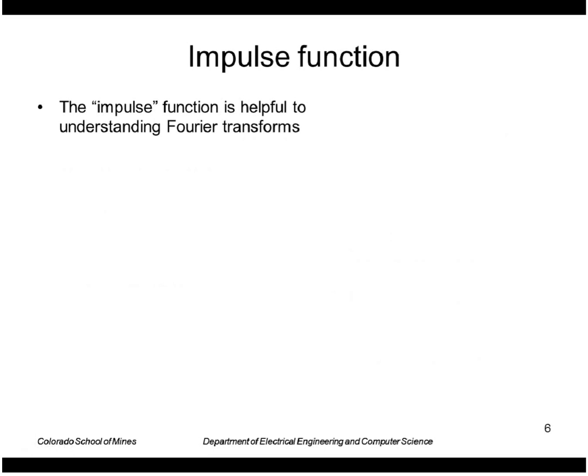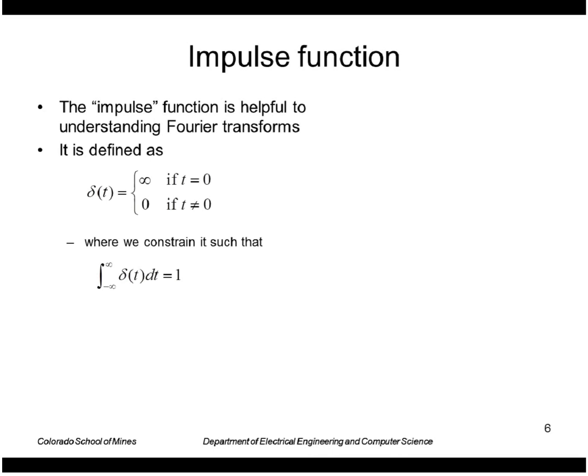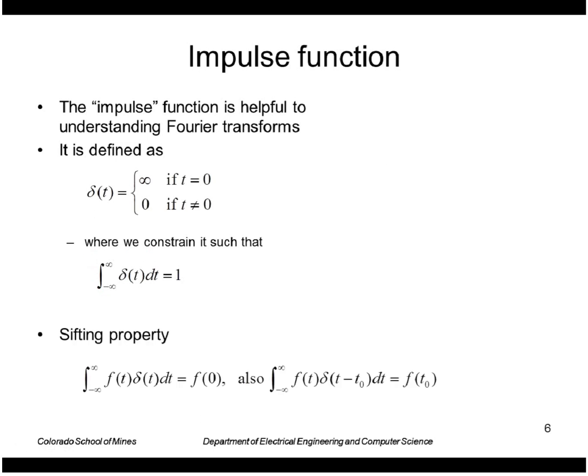Just some more preparation. The impulse function is helpful to understanding Fourier transforms. The impulse is defined as this delta function, which is 0 everywhere except at t equals 0 when it's infinity. But we constrain it such that the total area integral of that is equal to 1. So the shifting property says if we integrate any function multiplied by the impulse from minus infinity to infinity, we just pick out the 0 term because delta is 0 everywhere except for t equals 0. So we just get f of 0 as a result.